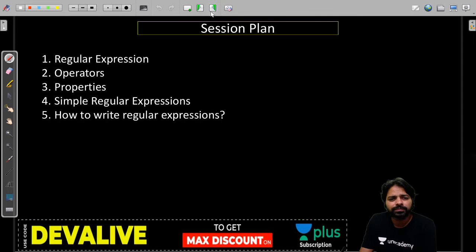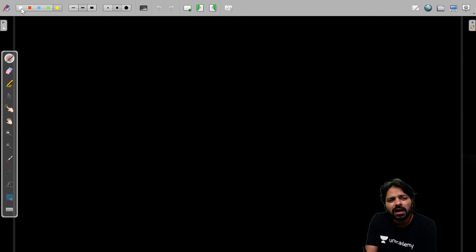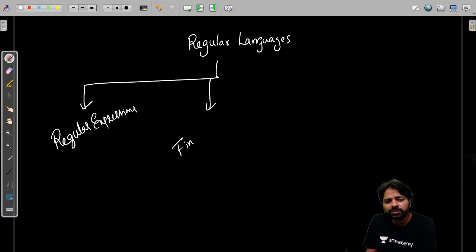Okay, let's begin. What is a regular expression, guys? Before coming to regular expressions, we have entered one chapter, that is regular languages. In regular languages, we have so many models to represent them, like regular expressions, and we will discuss finite automata in the future. These are various models to represent a regular language.